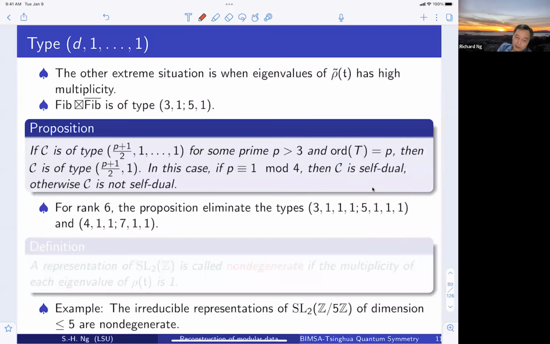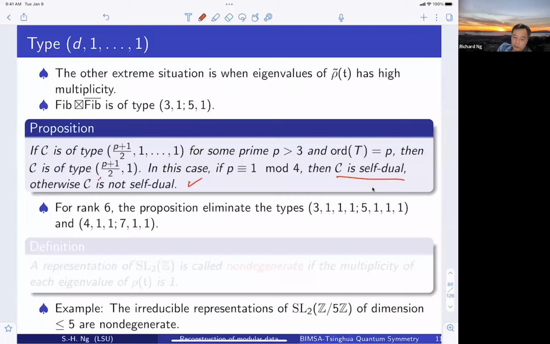What I mean is, if C is of this type in terms of dimension, (P+1)/2 and a bunch of 1, and P is a prime bigger than 3, and the order of T is P, this is the result published in the paper, then C can only be of this type. That means the number of 1s can only repeat once. You cannot have a lot of ones. It depends on whether P is congruent to 1 mod 4 or 3 mod 4. If it's congruent to 1 mod 4, C must be self-dual. That means the modular data must be real. Otherwise, C is not self-dual, and that means you have the complex case.